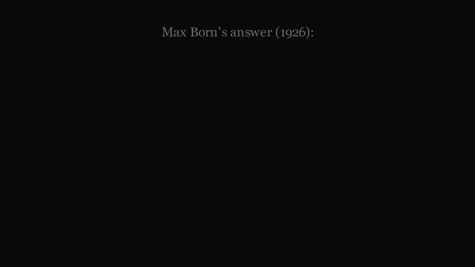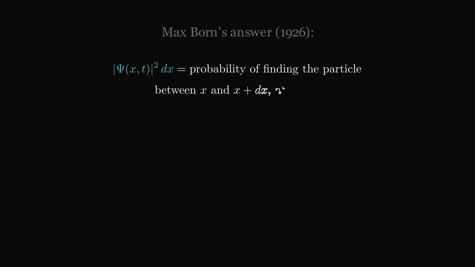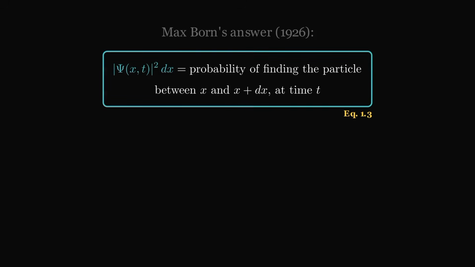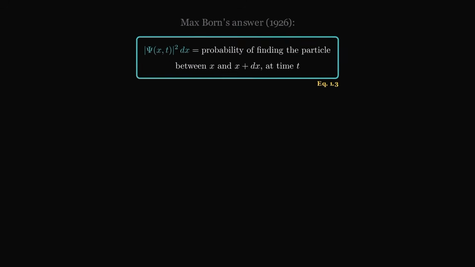Psi doesn't tell you where the particle is, it tells you the probability of where the particle is. Specifically, the square of the absolute value of psi times a small interval dx gives you the probability of finding the particle somewhere between x and x plus dx at that instant.